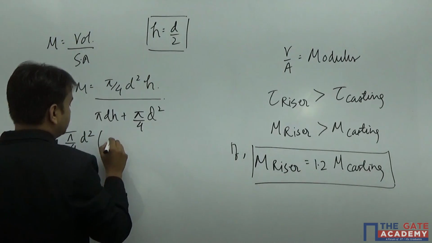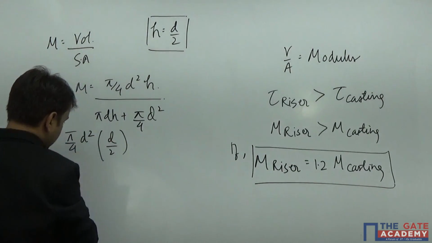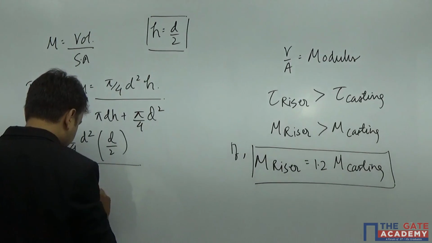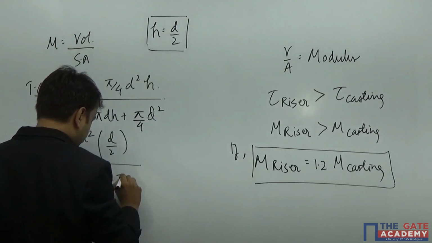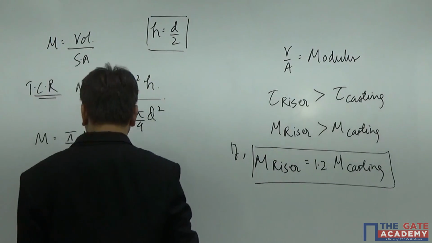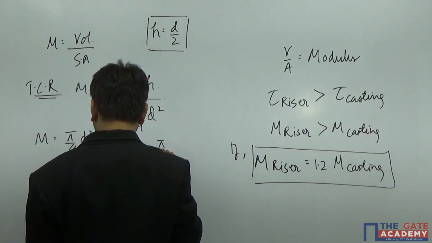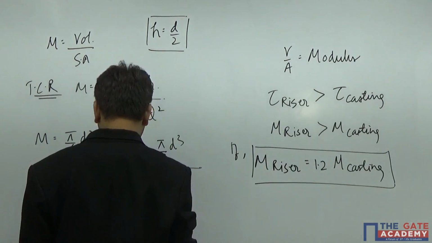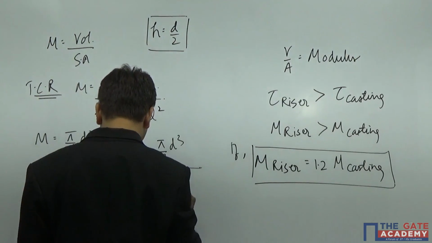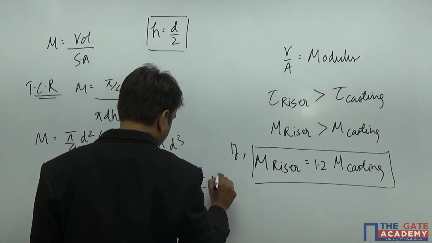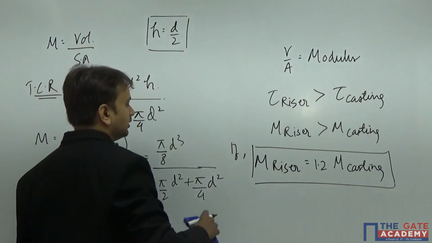Alright, so modulus for top cylindrical riser will be pi by 4 d square into h. Now what is h? d by 2, divided by pi d h, pi d into d by 2 plus pi by 4 d square. Okay, pi by 4 d square. So let us solve: pi by 8 d cube divided by pi by 2 d square plus pi by 4 d square. Yeah, this is what I have got.